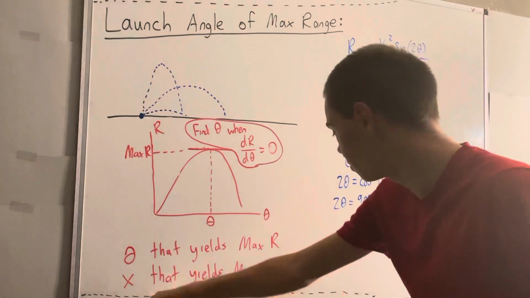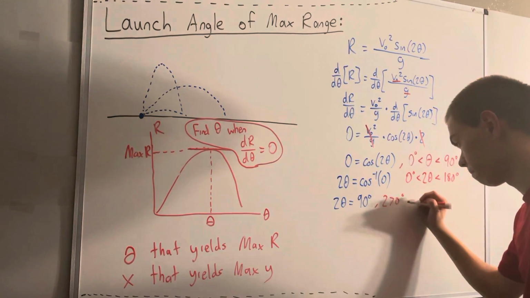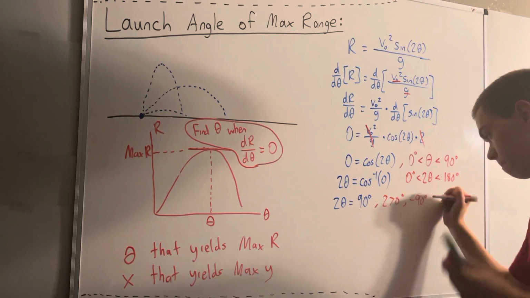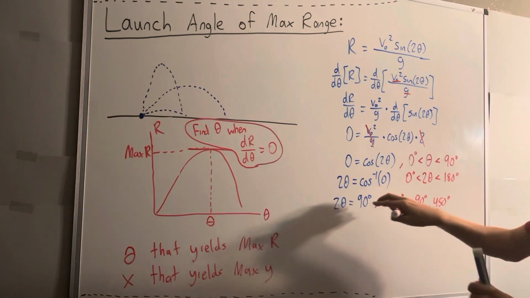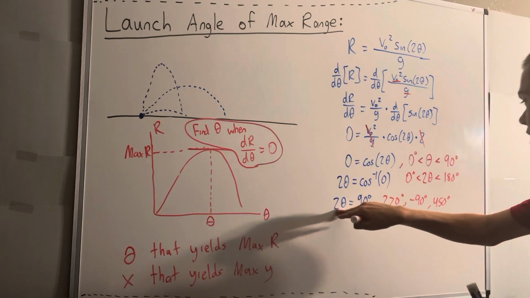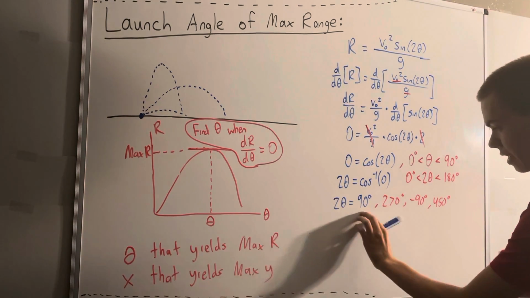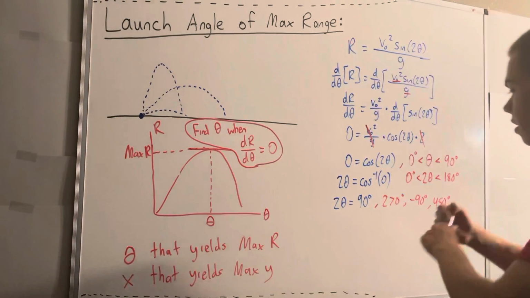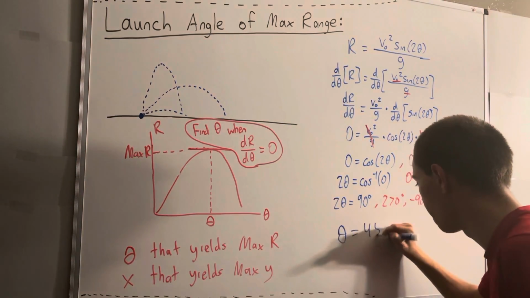Other angles that could yield that value include 270 degrees, negative 90 degrees, 450 degrees. But remember, these ones we don't care about. We care about the 90 degrees because 2 theta can only range between 0 and 180 degrees. So this right here is really what we get: 2 theta equals 90 degrees. And then just solving for theta, we get that theta is equal to 45 degrees.